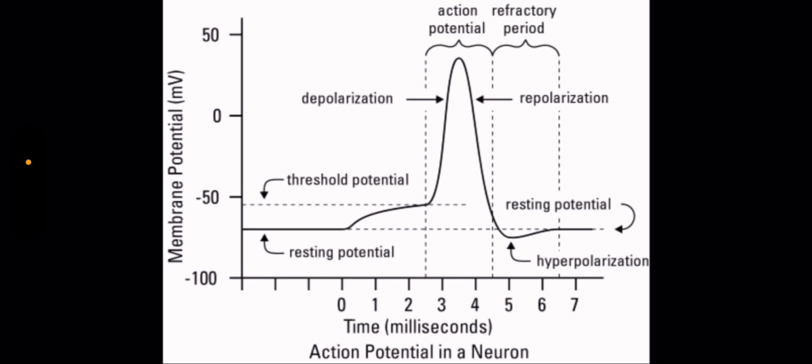So at the potential difference of around +30 to 35, the sodium ion channels close and these things called potassium ion channels open. The membrane is more permeable to potassium, so potassium ions diffuse out of the neuron down the potassium ion concentration gradient. And this starts to get the membrane back to its resting potential.